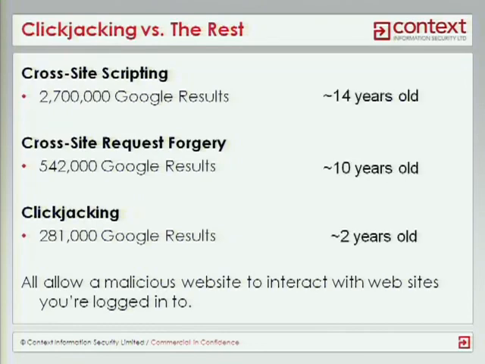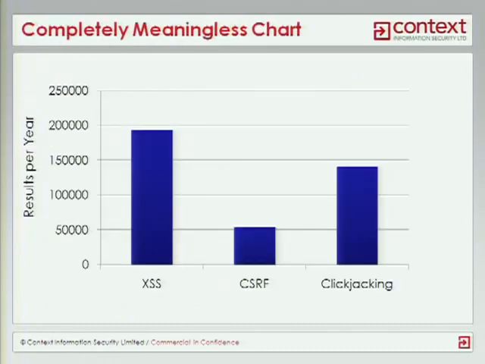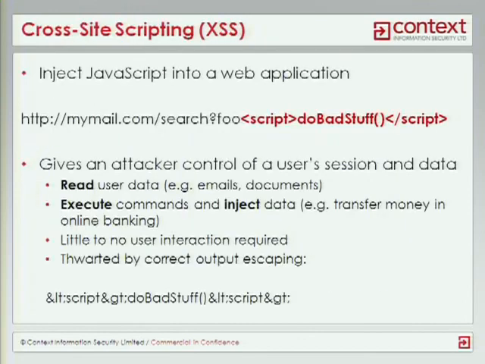If we, however, look at how long these attacks have been around, these are rough estimates, we can see that cross-site scripting and cross-site request forgery are fairly old attacks. Clickjacking is fairly new. Now, what we can do is take the number of results, divide it by the number of years, and we end up with a completely meaningless number we can put on the graph. Pretty much the only thing this shows is that although clickjacking has only been around a couple of years, there's a lot of interest in it, a lot of buzz, possibly because it has a much scarier sounding name than the other two. So I'm just going to quickly recap the other two attacks.